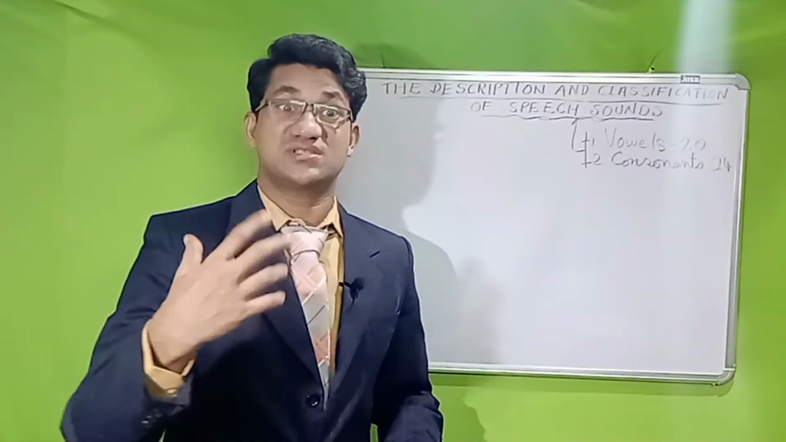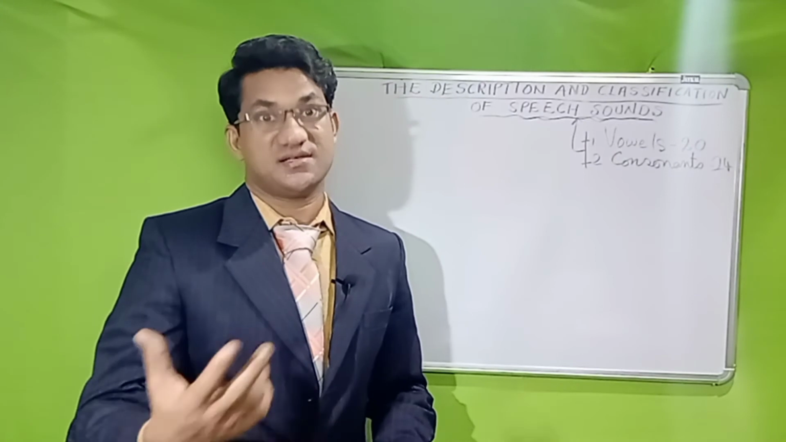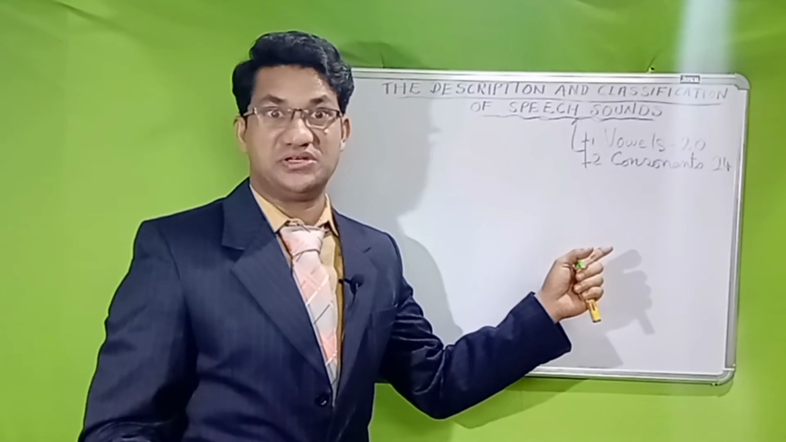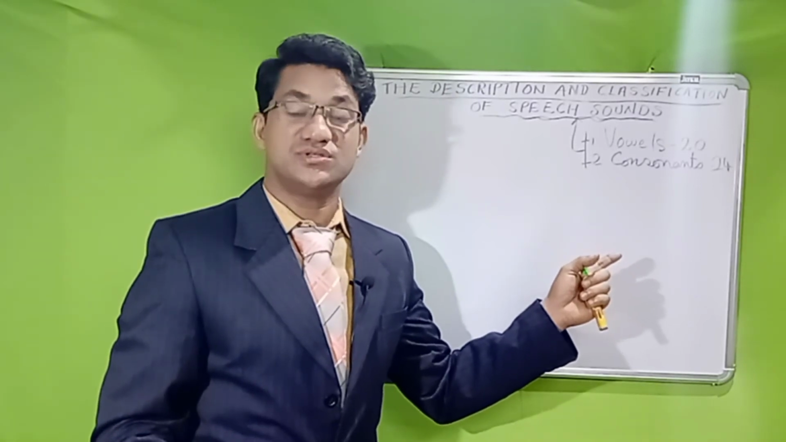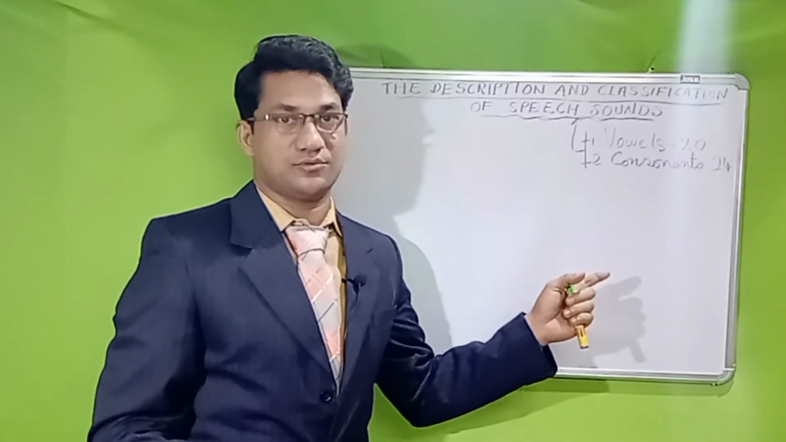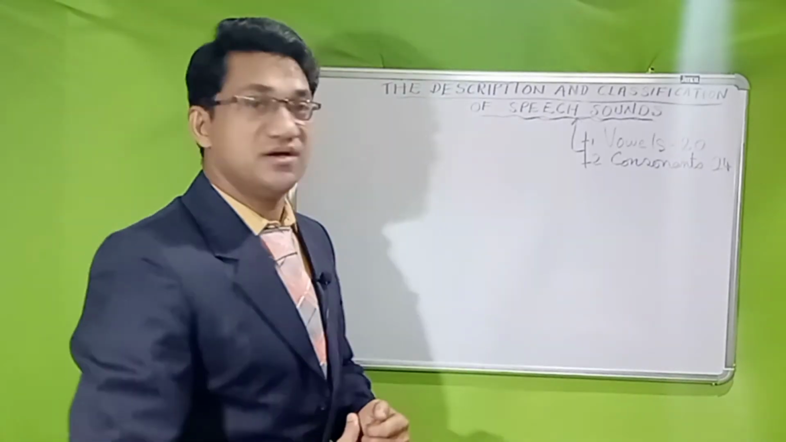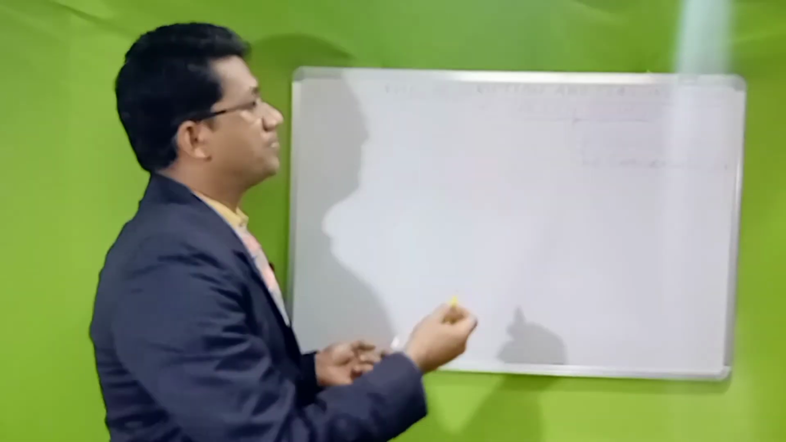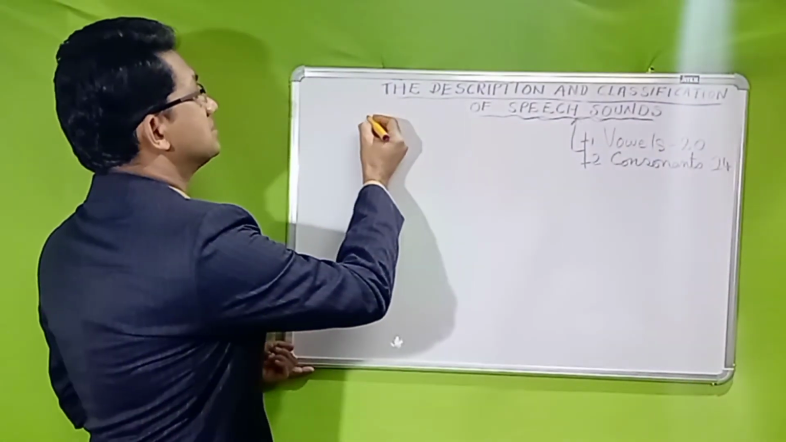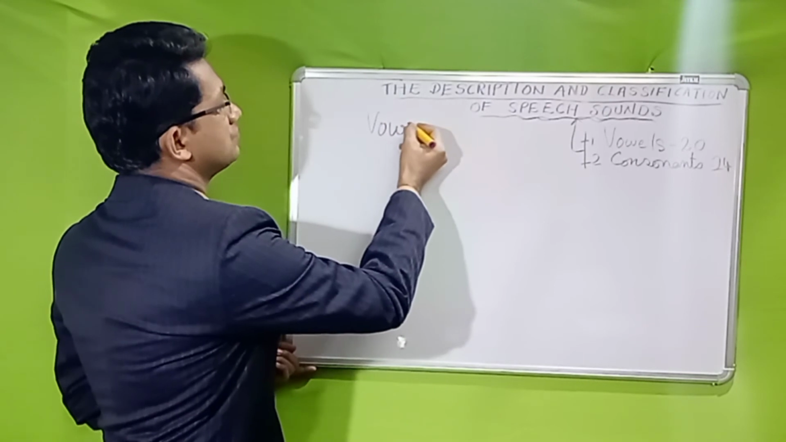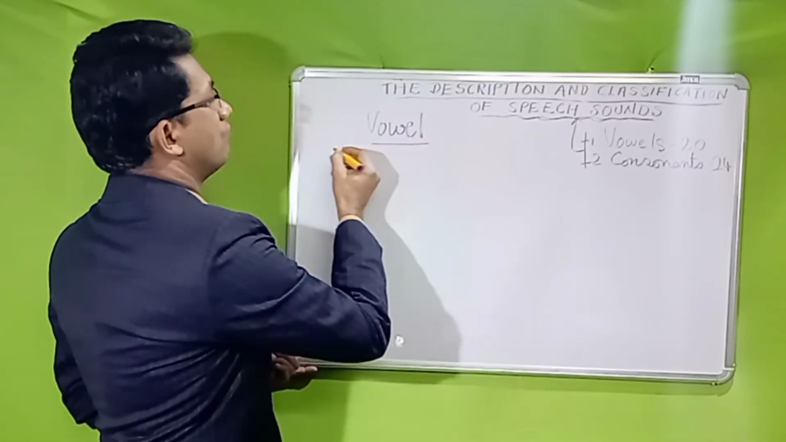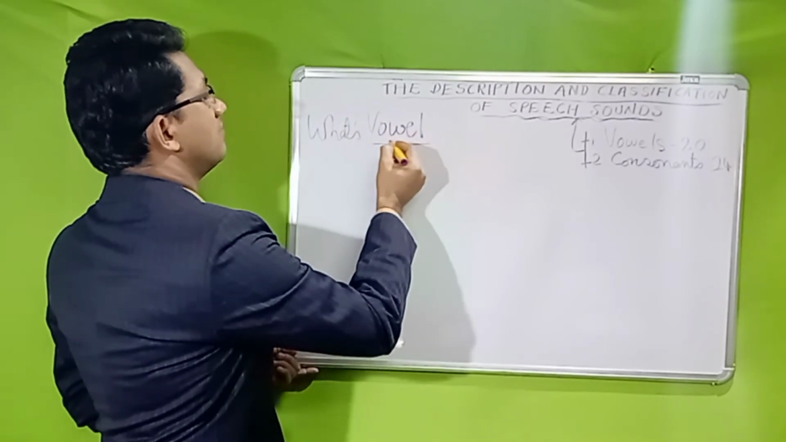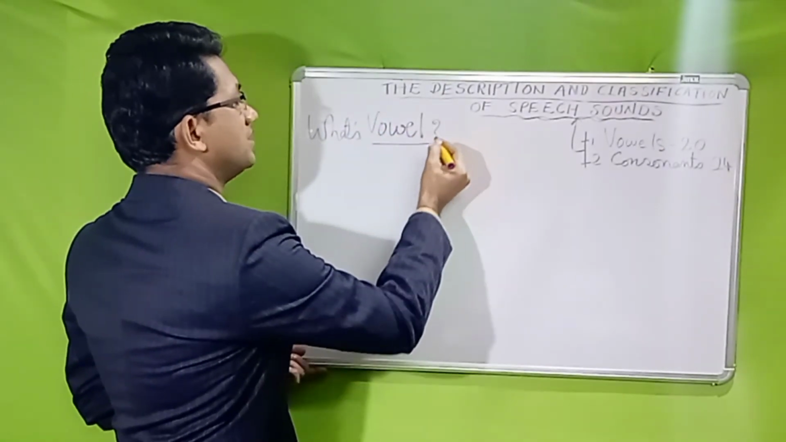We have to describe and classify them; that is the topic. So speech sounds are broadly classified into two: the vowel sounds and the consonant sounds. That is the very basic idea we need to have. Now we are moving forward to the definition of a vowel. What is a vowel sound? This is what we have to understand.